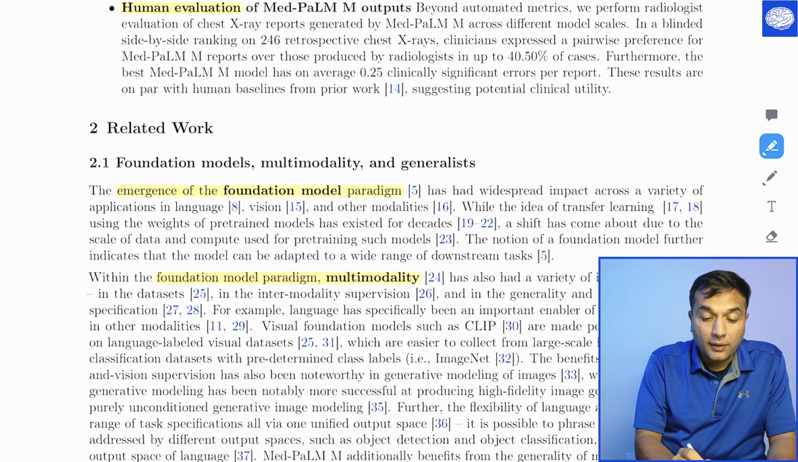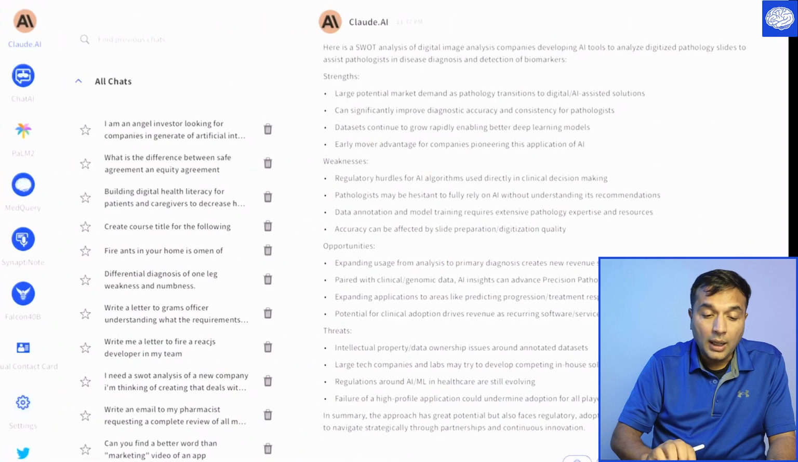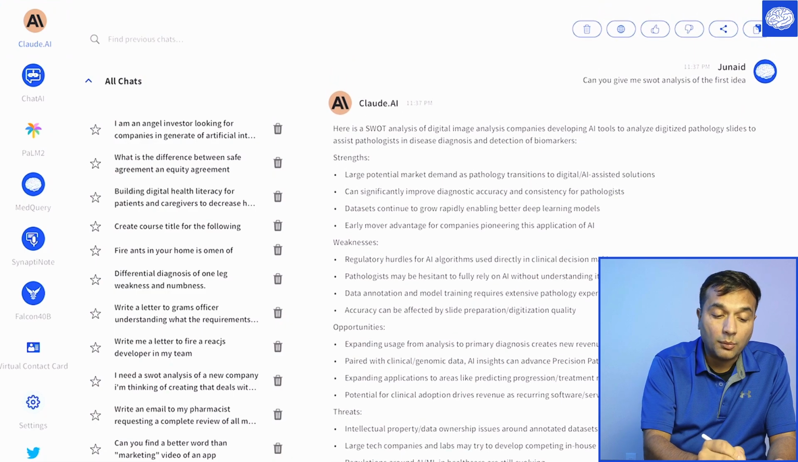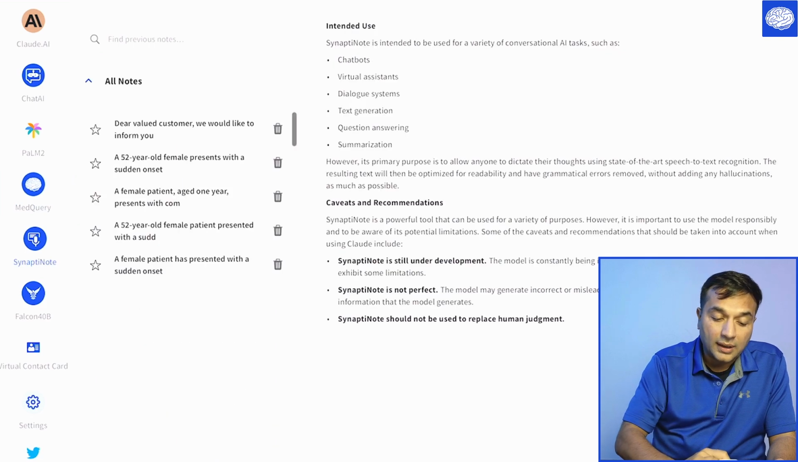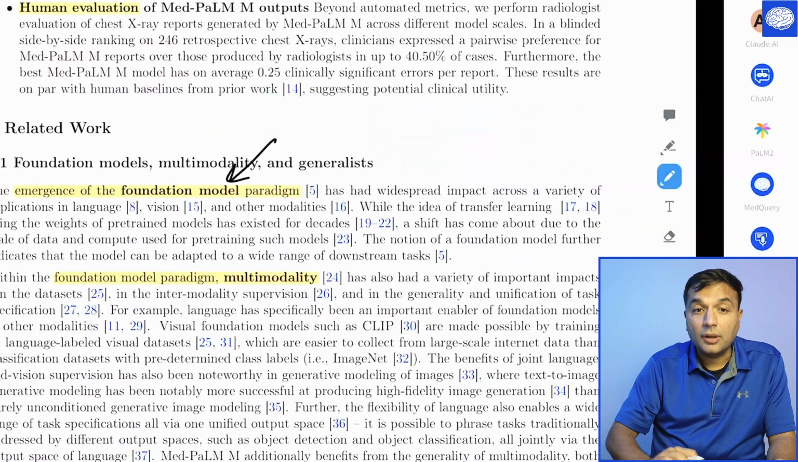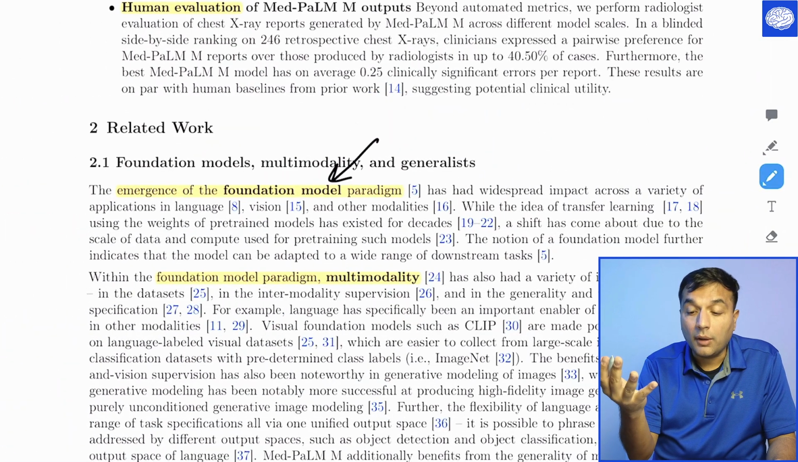One of the emergences of these foundation model paradigms. What is a foundation model? We have tried this before. You can see Claude AI, ChatGPT, PaLM 2, these are all foundation models. These are fine-tuned models: MedQuery, Synaptic Node, etc. And Falcon 40B is a foundation model. However, it is actually open source, and we are fine-tuning it for ourselves.